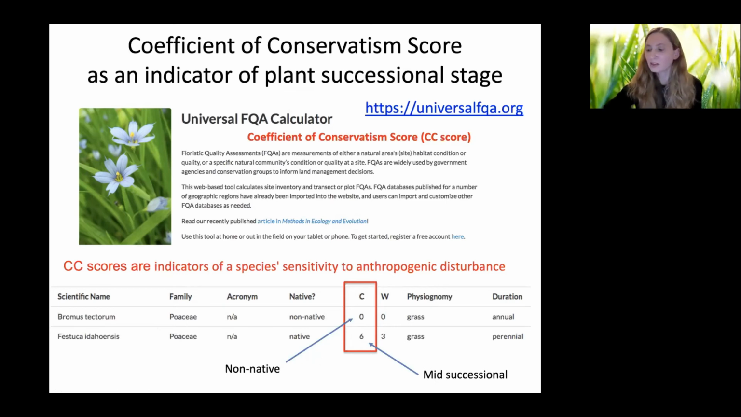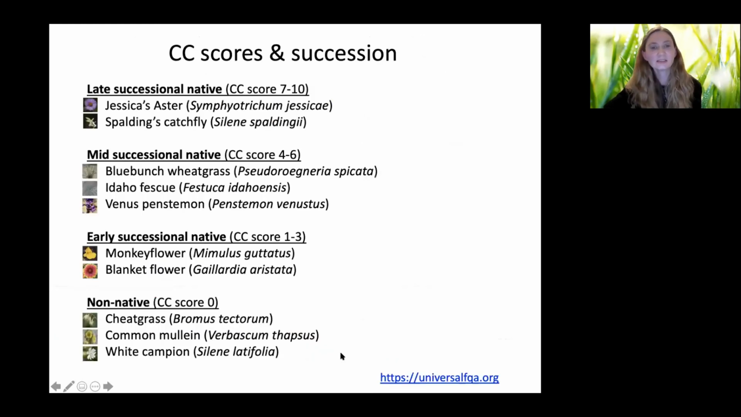So we looked up the CC scores for each of our plant species and did just a little preliminary analysis because we do still need a lot more data and to test a lot more species. But we do have some of these, we had enough of Jessica's aster and Spalding's catchfly to use for this analysis, but not for the full factorial greenhouse experiment. So we do have representation from each of these different successional stages.